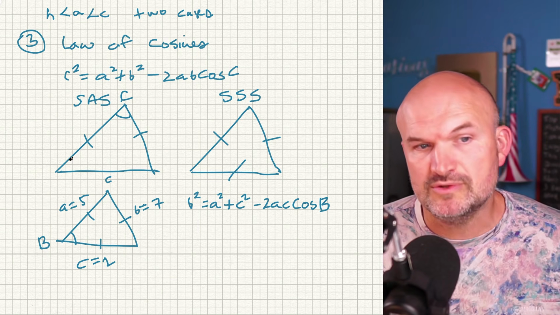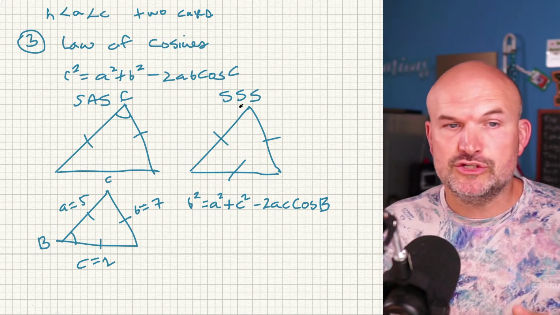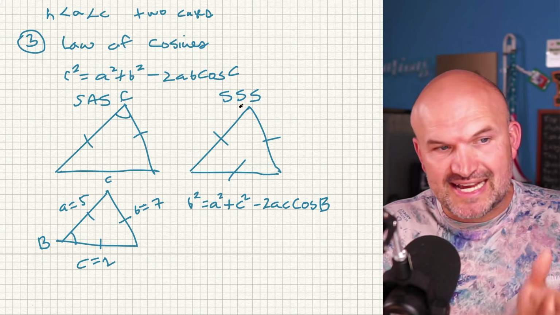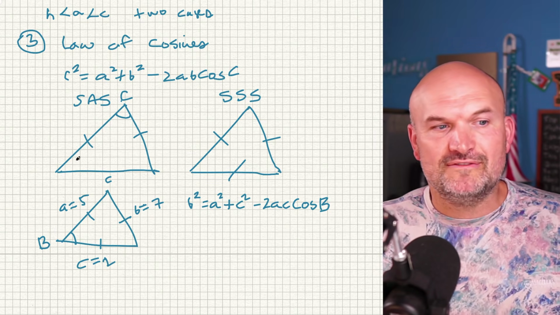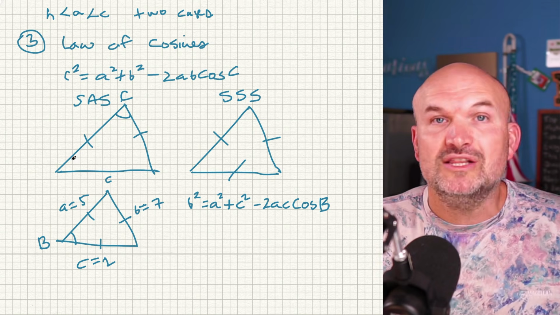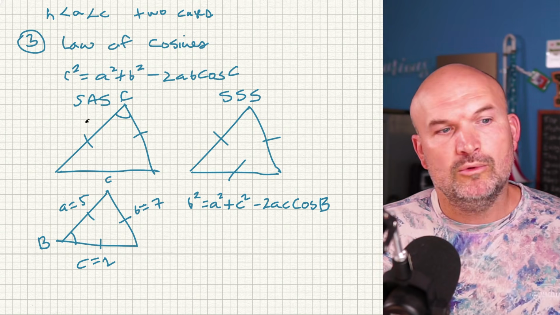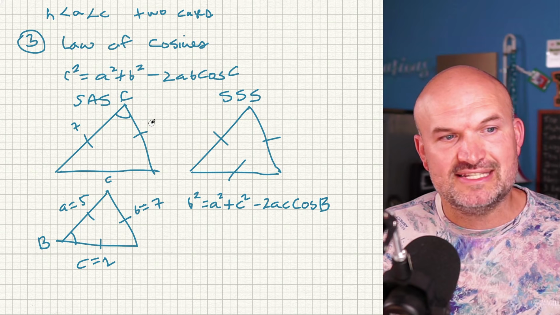But which one should you choose? Well, for side, side, side, you always want to choose the largest angle first. For side angle side, when you want to go into law of sines, you want to choose the smallest of the two angles. Why? Well, let's pretend that this is 7 and this is 9.